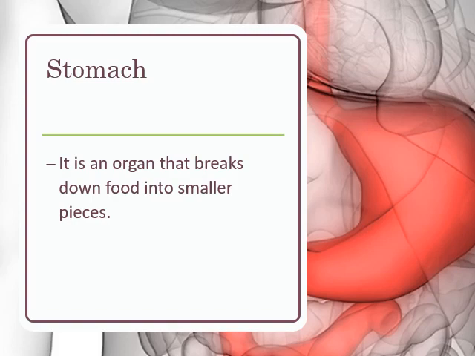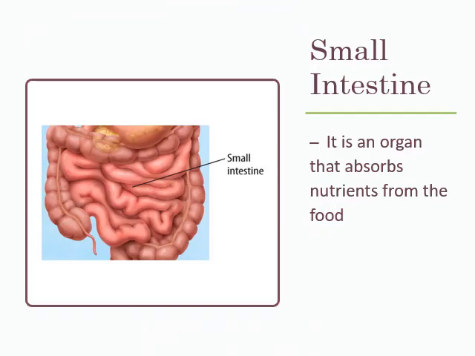Okay, from the stomach, the food will go to the small intestine. Small intestine is an organ that absorbs nutrients from food. Small intestine is made up of 3 segments. They are duodenum, jejunum, and ileum. The small intestine is a long tube loosely coiled in the abdomen. Spread out, it would be more than 20 feet long.